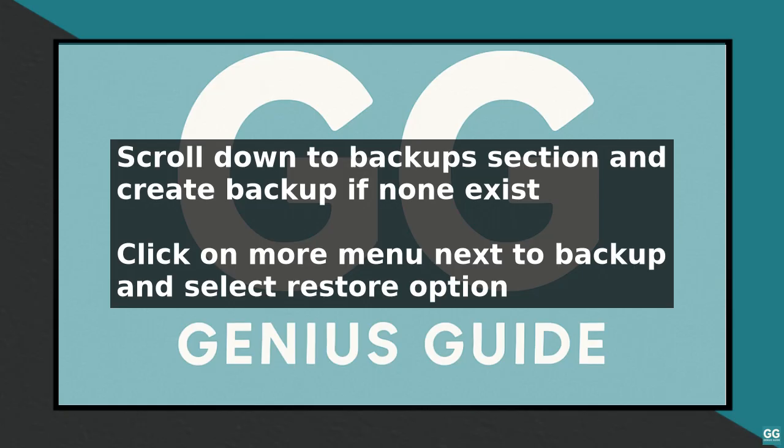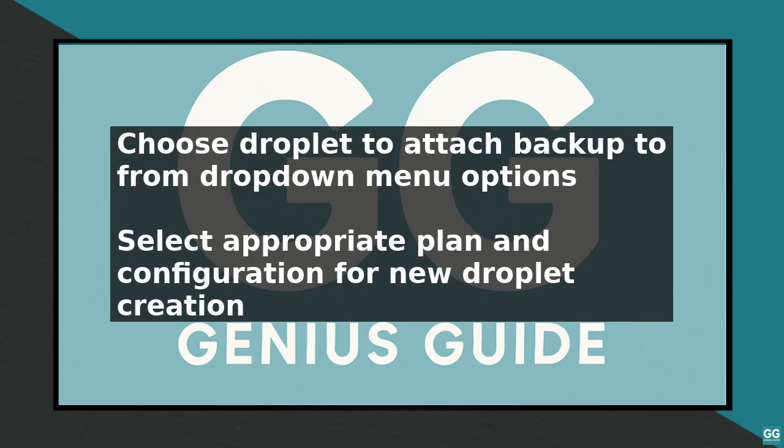If you choose to create a new droplet, select the appropriate plan and configuration. Once you have selected the droplet, click the Restore button to start the attachment process. The attachment process may take a few minutes depending on the size of the backup. You can monitor the progress from the Droplet Details page.